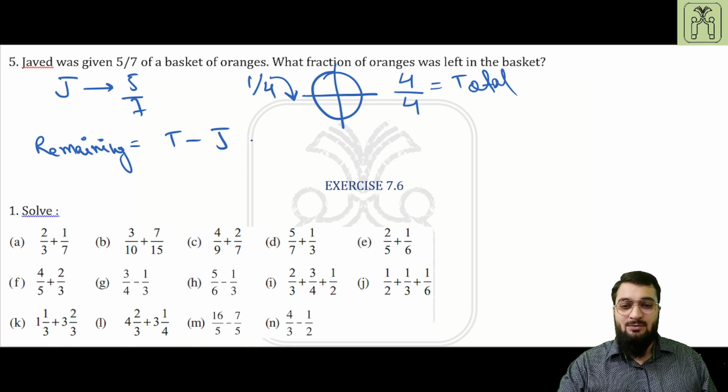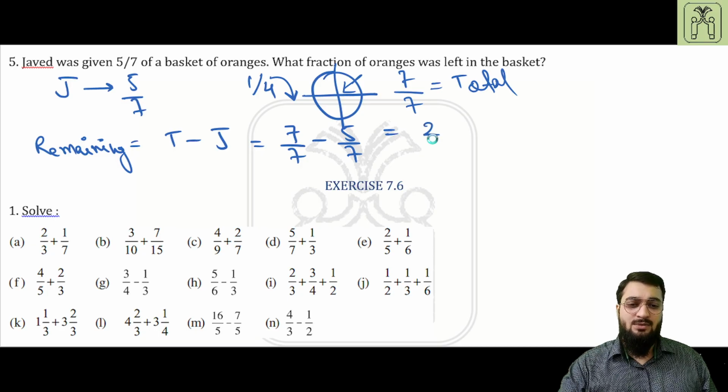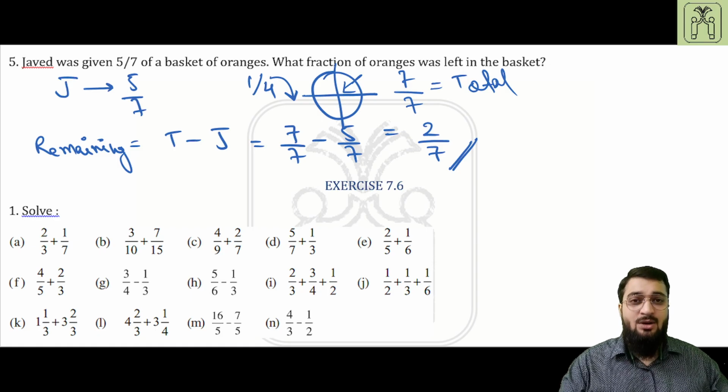As of now it is only 1. So T minus J will be done, and that is 4 upon 4 minus 5 upon 7. No, not 4 upon 4, because it is 5 upon 7. So this will be 7 upon 7. I was referring to the earlier example, that is why I wrote 4 upon 4. So this will be 7 upon 7 minus 5 upon 7, which will give us 7 minus 5 is equal to 2 upon 7, and that will be the answer for the fraction of oranges left in the basket.